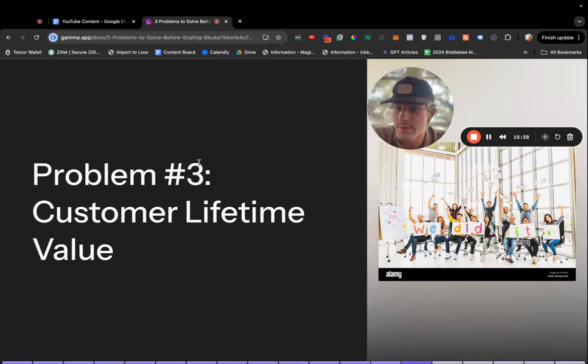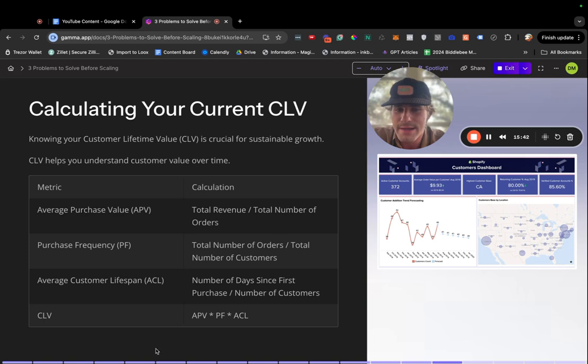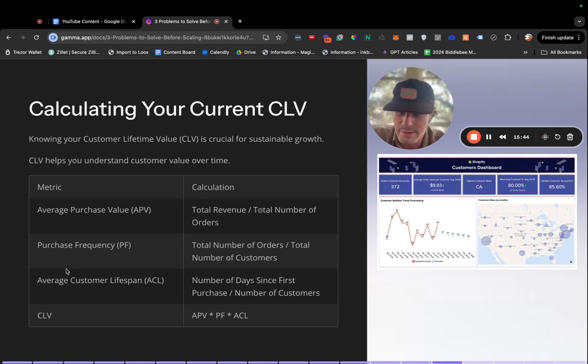And then problem number 3, and this is extremely important as well, is going to be your customer lifetime value, or how much a customer spends with you over the course of their lifetime, right? Ignore this stock image that the presentation put in here. But in order to calculate your current lifetime value, you can download cohort reports.